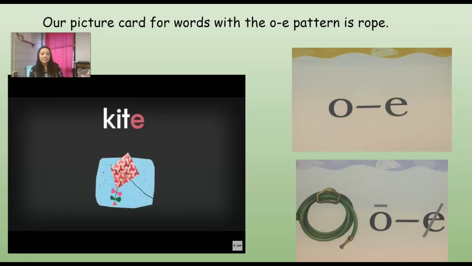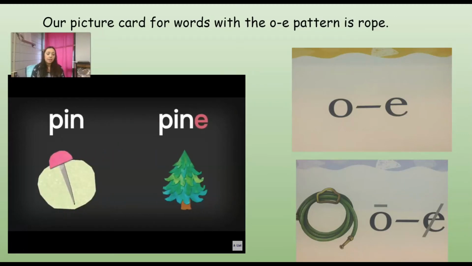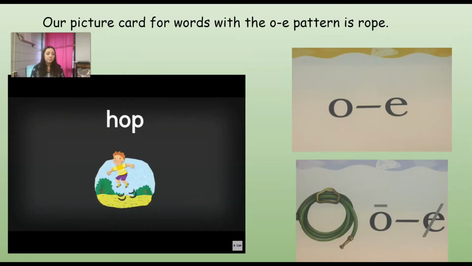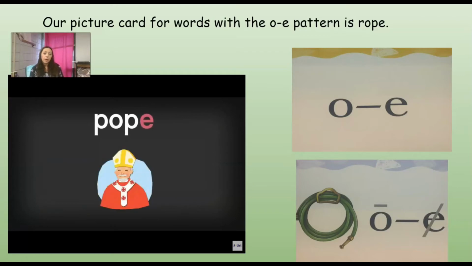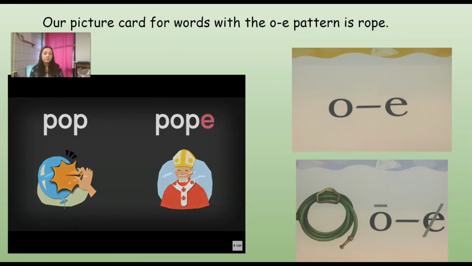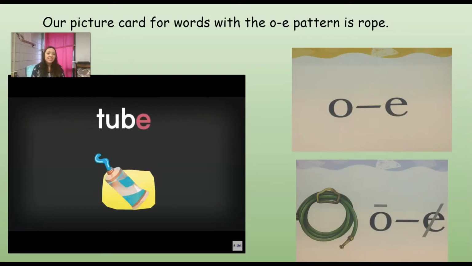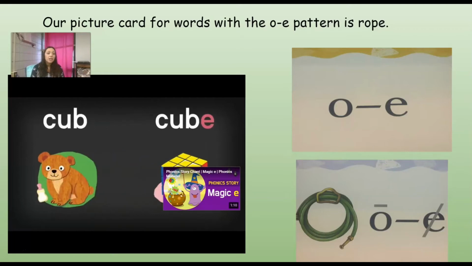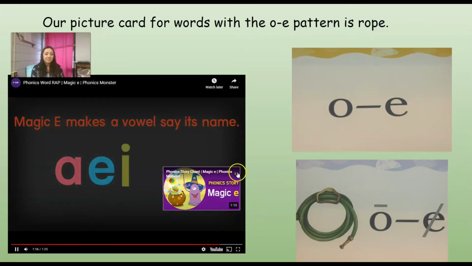Kit. Kite. Kit becomes kite. Pin. Pine. Pin becomes pine. Magic E makes short sounds long. Hop. Hope. Pop becomes pope. Tub. Tube. Tub becomes tube. Cub. Cube. Cub becomes cube. Magic E makes a vowel say its name. A. E. I.